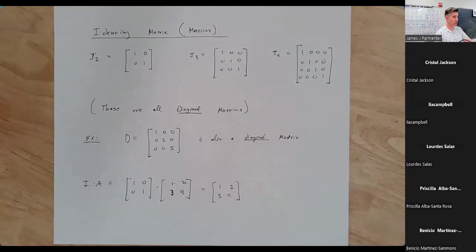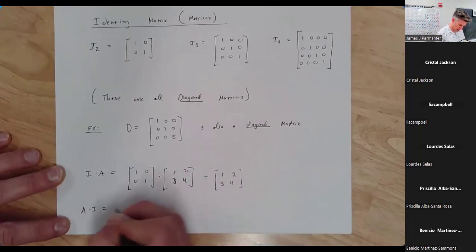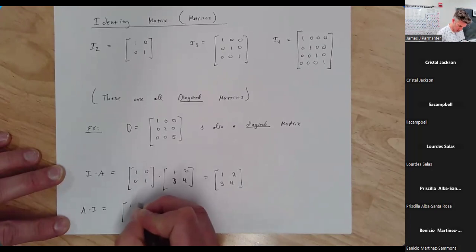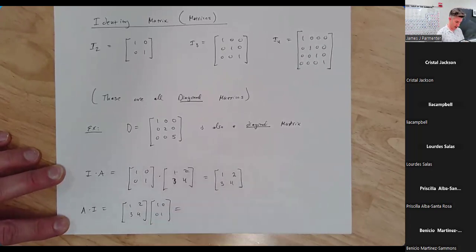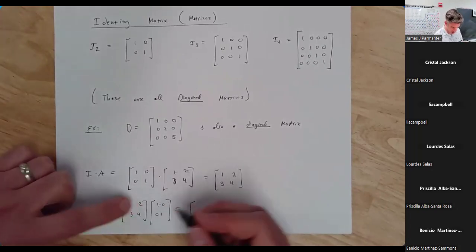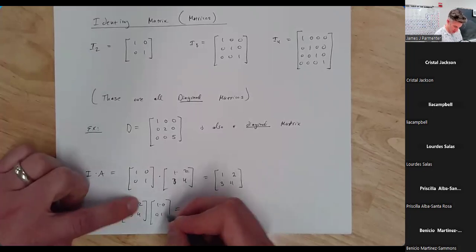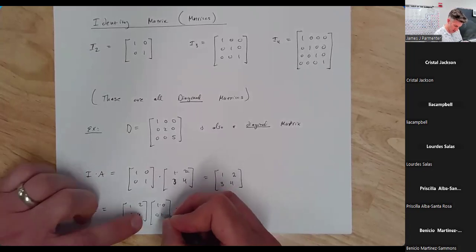And somewhat uniquely, the order you multiply the identity matrix in doesn't actually matter. So if I multiply it the other way, if I said A times I, I would get 1, 2, 3, 4 times 1, 0, 0, 1, and I would still get the same result back. 1 times 1 is 1. Sorry, 1 plus 0 is 1. 1 times 0 plus 2 times 1 is 2. 3 times 1 plus 0 times 4 is 3. And 3 times 0 plus 1 times 4 is 4.